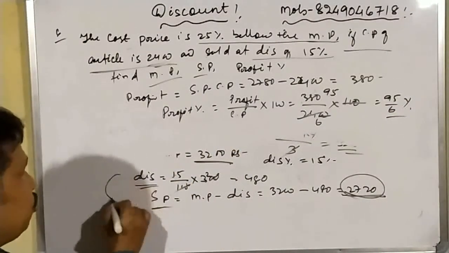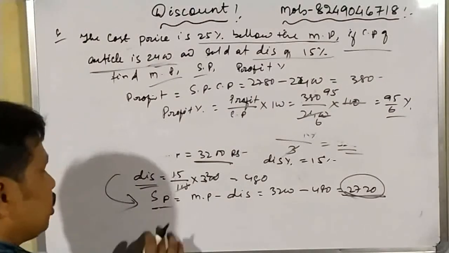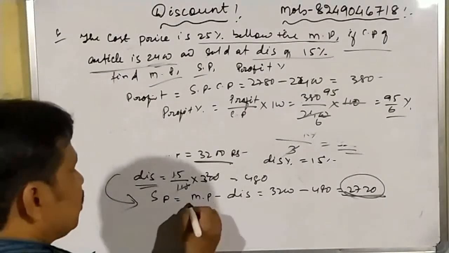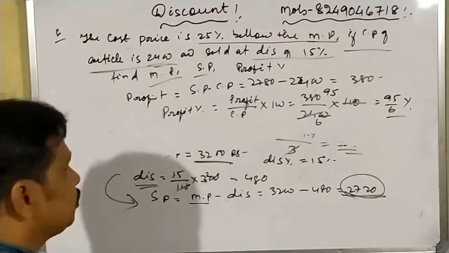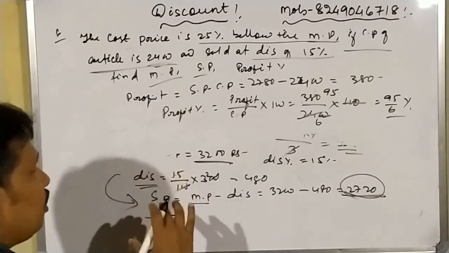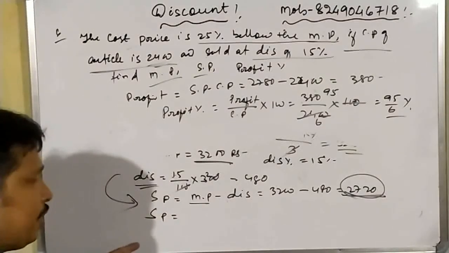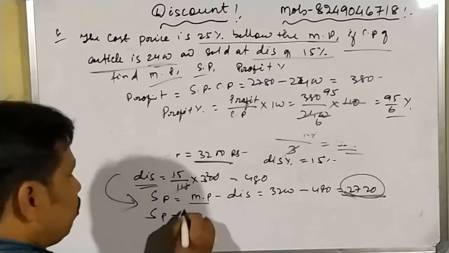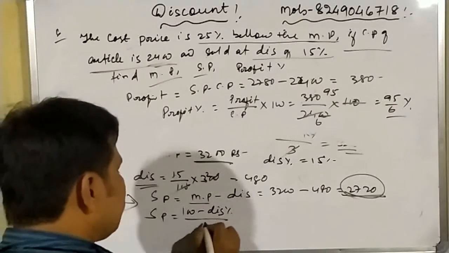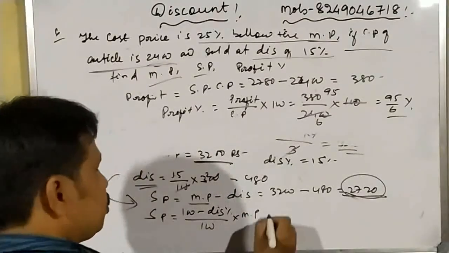Here, student, you can use the direct formula for SP. Okay, student, so how can you find out the SP directly from the mark price and discount percentage? What is the formula? If the mark price and discount percentage are given, then the SP will be 100 minus discount percentage by 100 into mark price.